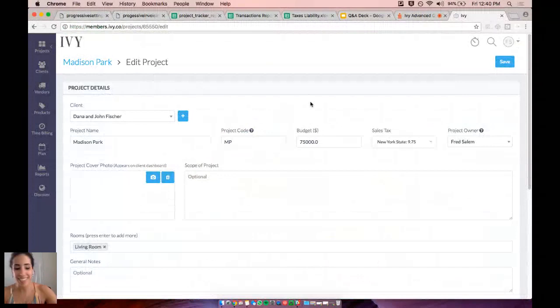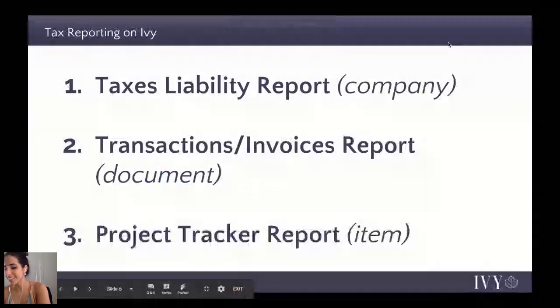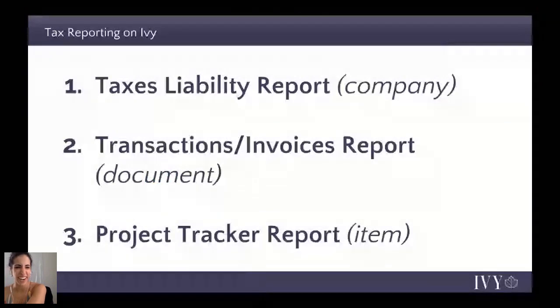Okay. So I know this is a heavy topic. Stay with me. The reason why I call it a heavy topic is because it is a Friday, and Fridays are supposed to be like light and fun. We're talking about taxes right now. So there are 3 different kinds of reports that you could pull for taxes on Ivy. And I'll show you examples of each of these. But the way that you could think about these is from the most general, broad overview to the most granular, item-based. So we have 3 different reports that you could pull.